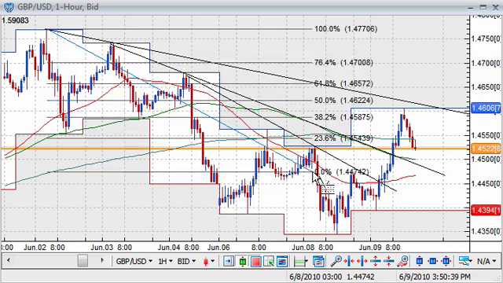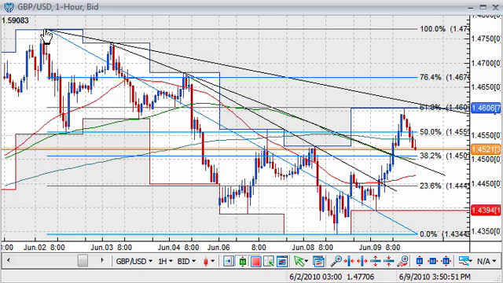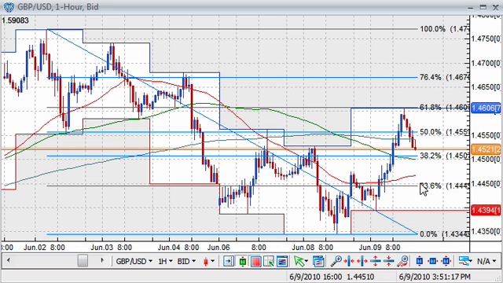If we draw a Fibonacci retracement from our high back here on June 2nd at around 1.4770 down to our low at 1.4340, we see that we tested the 61.8% retracement, and that was where we turned back. So compared to the euro dollar, where we had a rather shallow retracement, this is a more standard 61.8% retracement, but so far unable to move above that level.